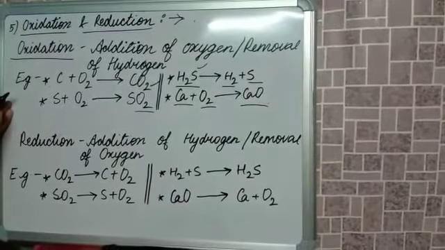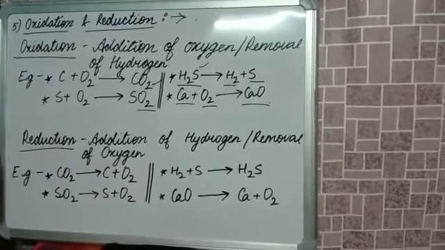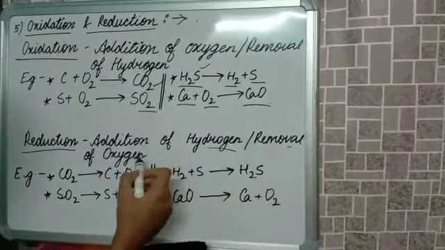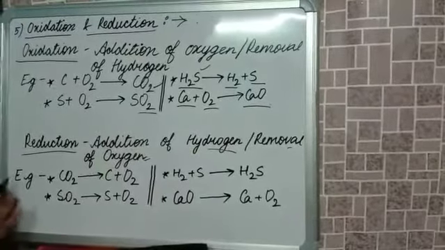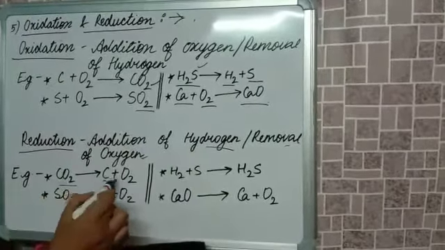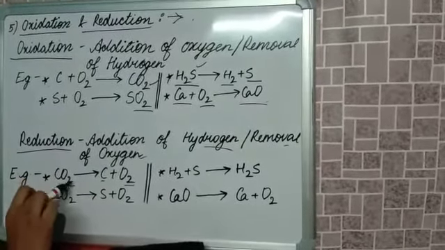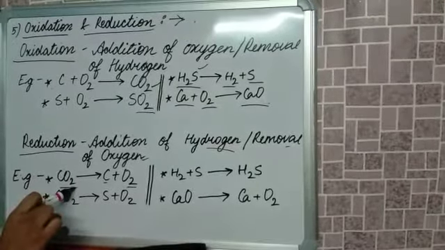So now we'll discuss reduction. What do you mean by reduction? The addition of hydrogen or the removal of oxygen from a compound. For example, that is CO2. Now CO2 breaks into C plus O2. So here we can see that oxygen is being removed from CO2. So it means CO2 is being reduced.